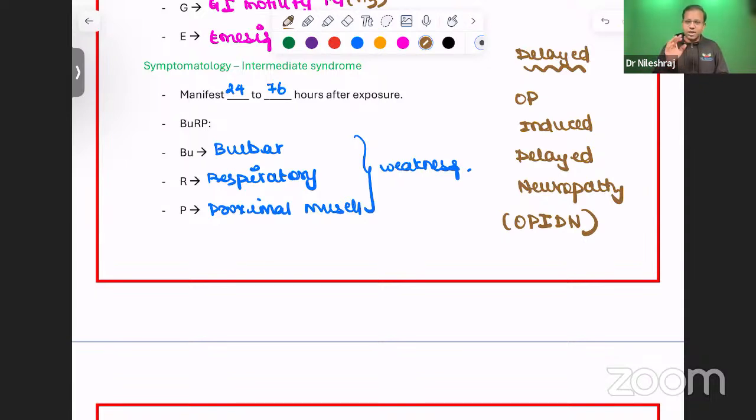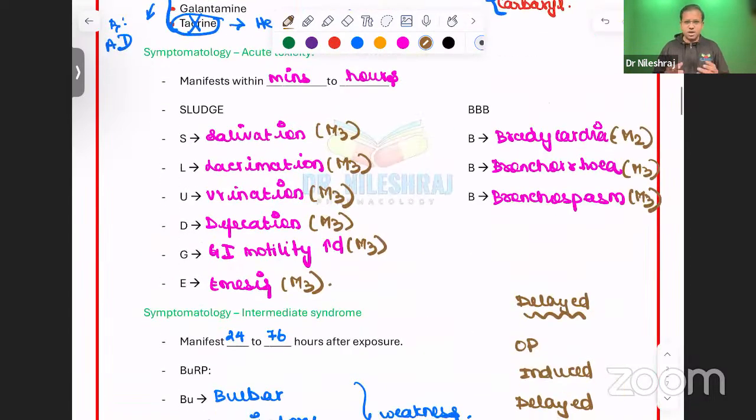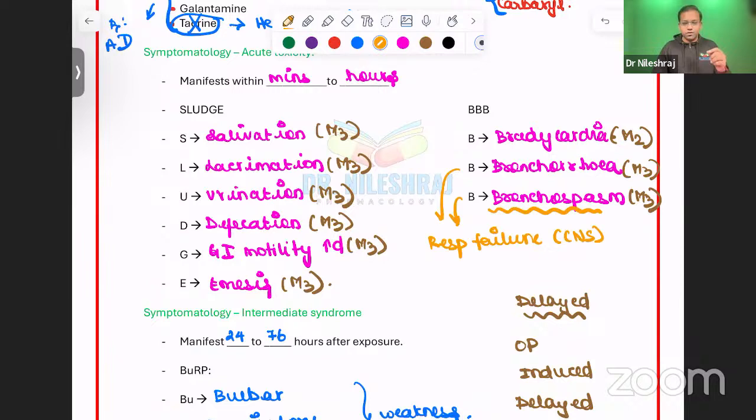Now, if a patient is going to die because of organophosphorus compounds, what might be the reason behind it? Of course, it's going to be one of these things. Acute toxicity. In which part of acute toxicity might patients die? The answer is bronchospasm. Because of bronchospasm and also because of bronchorrhea, patients might land up in respiratory failure. This respiratory failure is also because of CNS activity, because organophosphorus compounds are highly lipid soluble. They will cross the blood-brain barrier to produce central symptoms. When gaining entry into the brain, they might inhibit the respiratory center. That's also one of the reasons why patients might land up in respiratory failure.